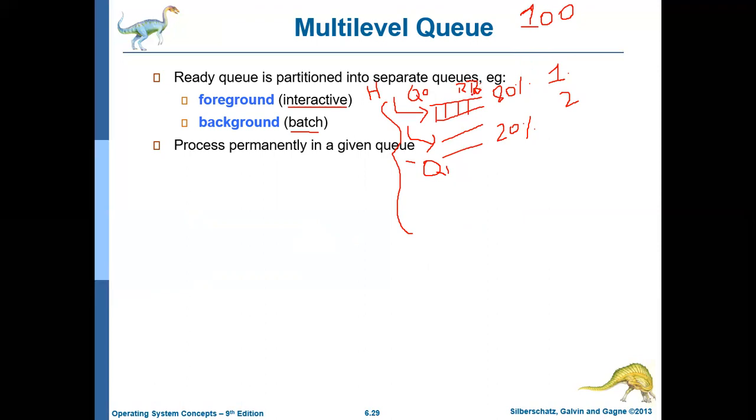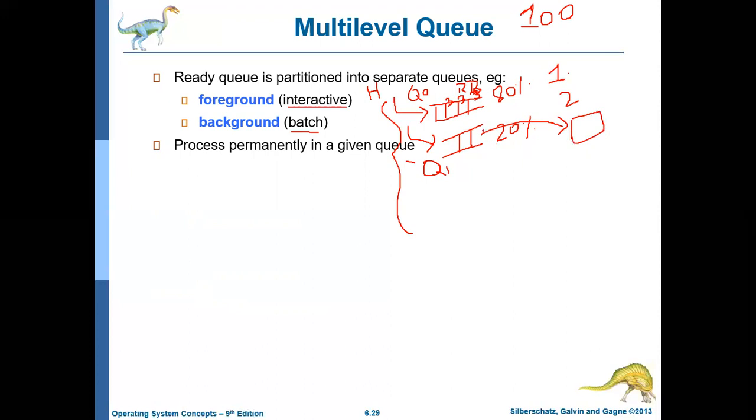Say this queue is 3 milliseconds, then each process will get 3 milliseconds, 3 milliseconds, 3 milliseconds like that. How much time totally will it get? 80 milliseconds. Once that 80 milliseconds is over, the operating system will start picking up jobs from Q1. It will take the first job from Q1 and give it to the CPU, and that will be executed.